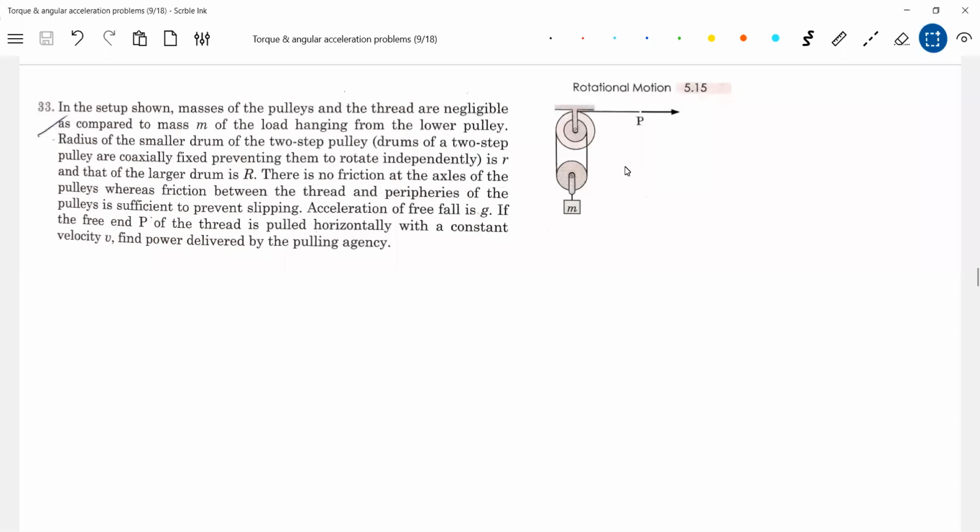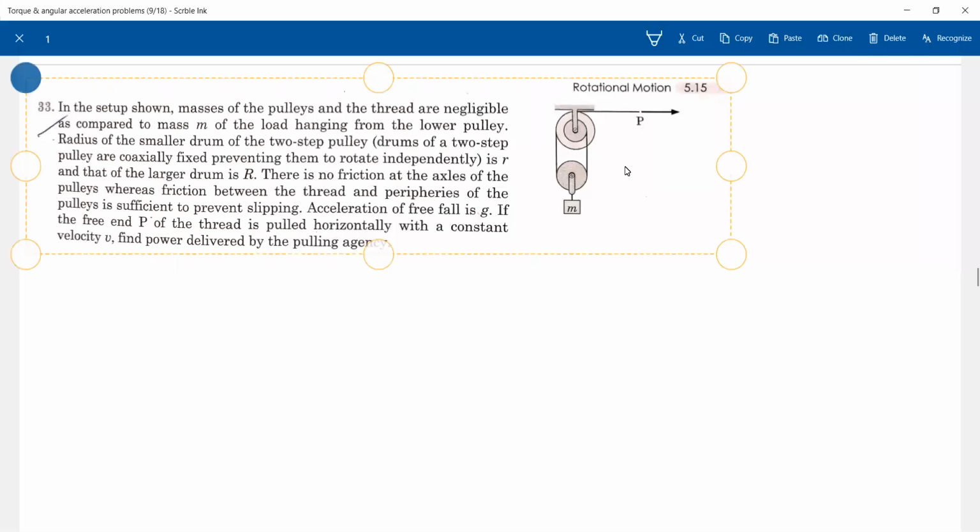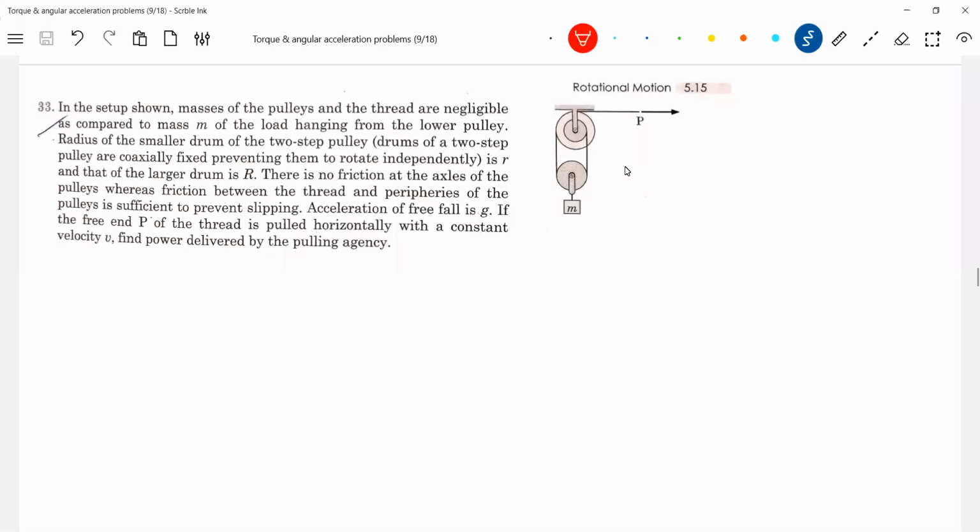If the free end of the thread is pulled horizontally with a constant velocity v, that v is missing, I'll show it. Find the power delivered by the pulling agency. There is some external agent here. This external agent is pulling this.